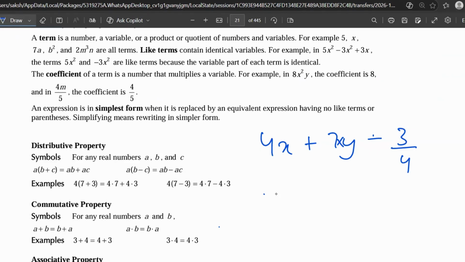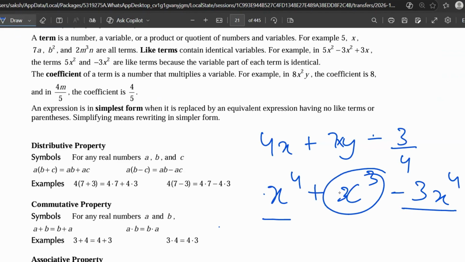Now for the same power: x to the power of 4 plus 3x to the power of 3 minus 3x to the power of 4. Tell me which are like terms and which are unlike terms. x raised to 4 and minus 3x raised to 4 are like terms. Even if the variable is the same, if the power is not the same, we do not consider them like terms. For like terms, the variables should be the same as well as the power.